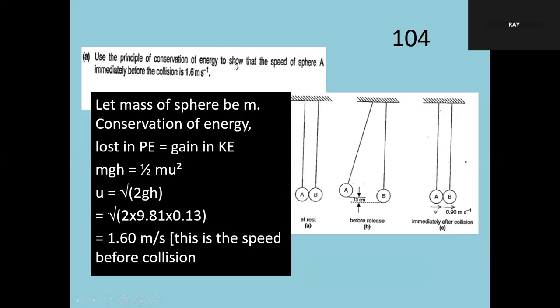So use the principle of conservation of energy to show that the speed of sphere A immediately before collision is 1.6. Let the mass be m. Loss in potential equals gain in kinetic. To cancel the m, the subject u is the square root of 2gh. Put in your values. Change it to meters. This is the speed before collision.